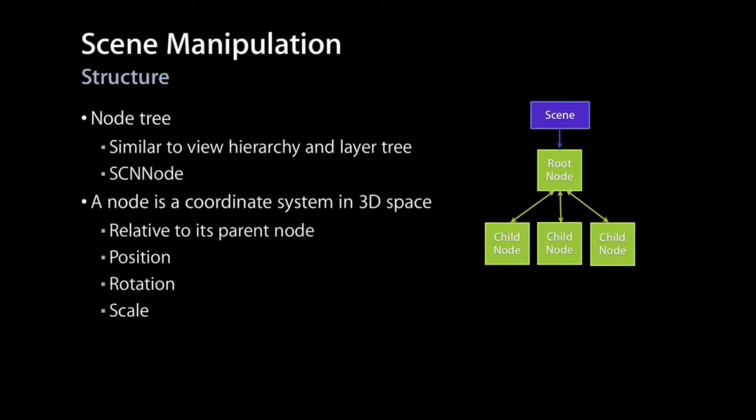So a 3D scene is represented by the SCN scene class, and the SCN scene class has a tree of nodes. A node is represented by the SCN node class, and a tree of nodes is similar to a tree of layers in Core Animation or a tree of views in the AppKit. A node has a position, rotation, and scale that define a 3D coordinate system that is relative to its parent node. So it's exactly like a layer that has a frame that represents a 2D coordinate system that is relative to its super layer.